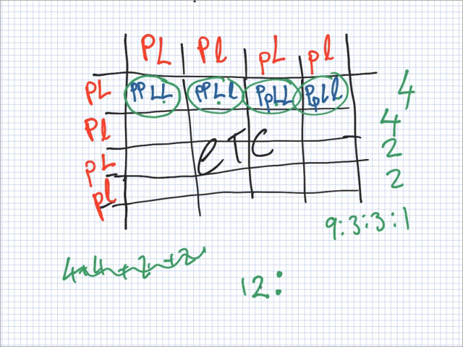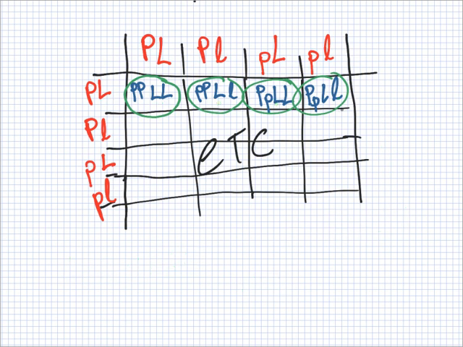9 are the purple long. Oh, sorry. I should be counting purple long. I was just counting purple. Foolish of me. Right, purple long. And then the next one we'll do is purple round. And then red long. And then red round. Okay, that's much better.